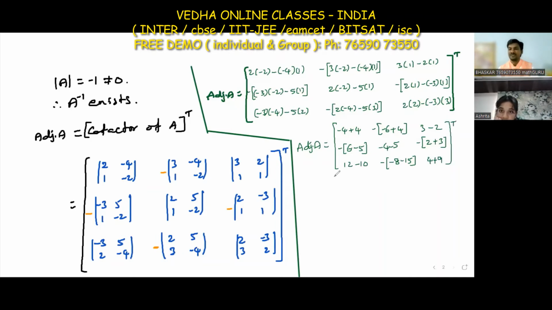And the transpose of this. Now this is equal to minus 4 plus 4. What is the value of minus 4 plus 4? 0. Very good. And minus 6 plus 4 is minus 2, into minus is plus 2. Good. 3 minus 2.